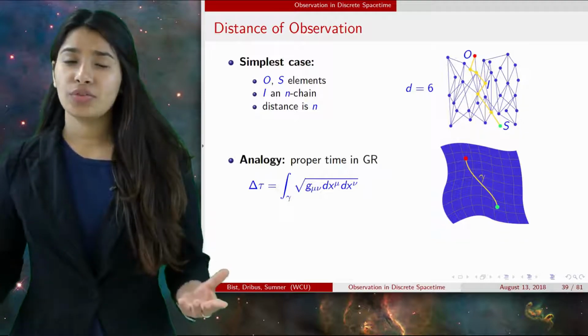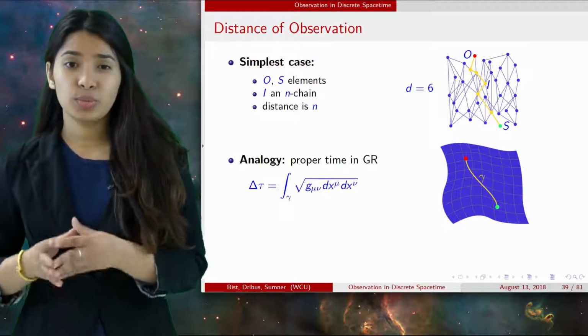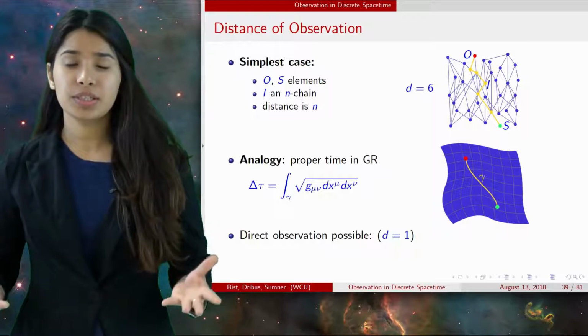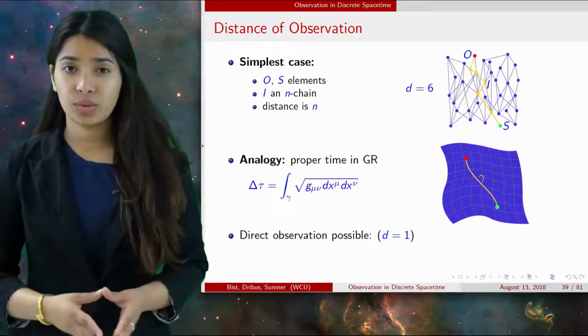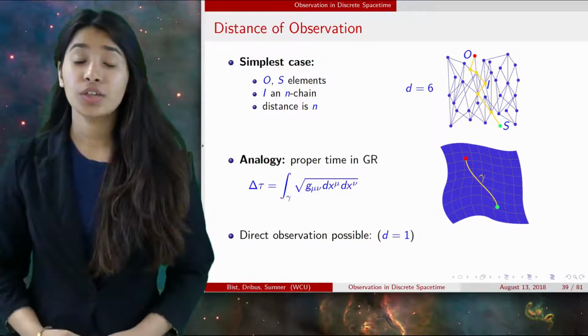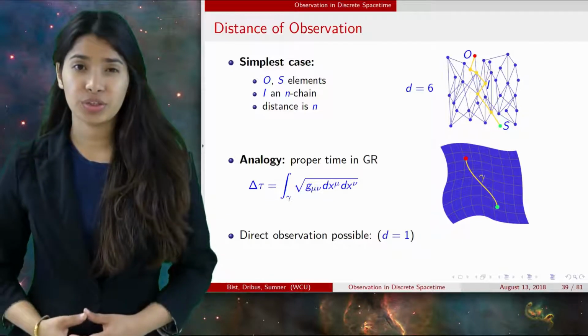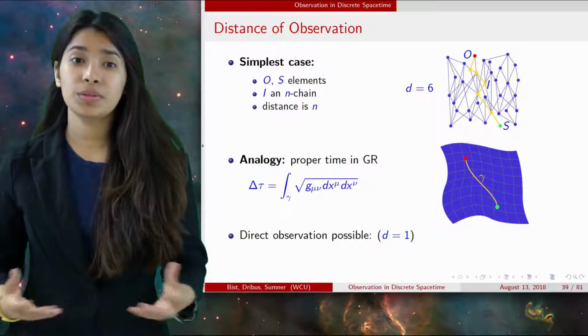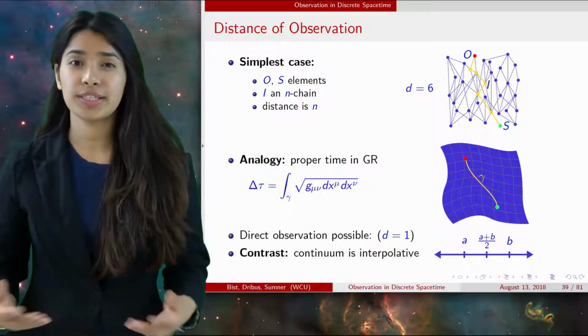An interesting contrast between the discrete case and the continuum case is that there is a shortest possible distance of observation in discrete spacetime when I consists of a single relation. For obvious reasons, we call this situation direct observation. In continuum spacetime, however, direct observation is impossible.